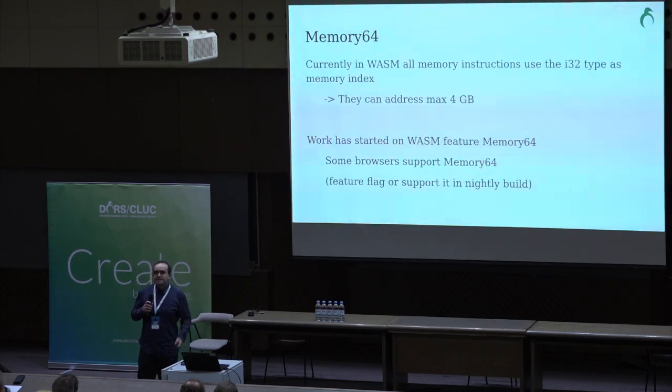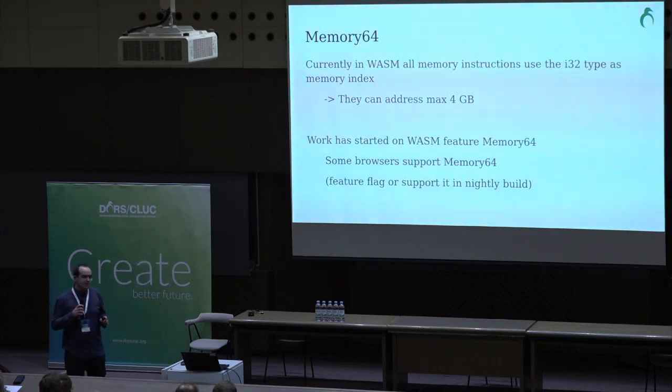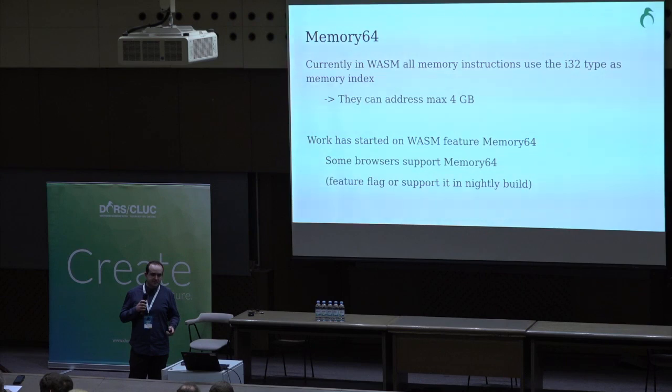The other thing is memory. Memory 64 means that we can use more than 4 gigabytes of RAM inside the WebAssembly. Currently, we can use only 4 gigabytes, but soon we will be able to move beyond 4 gigabytes. This is actually a nice example where we can see that some browsers have moved further, some not so. Some browsers will support memory 64 by using a feature flag. You need to start it with an appropriate feature flag, or it can be used in nightly builds.